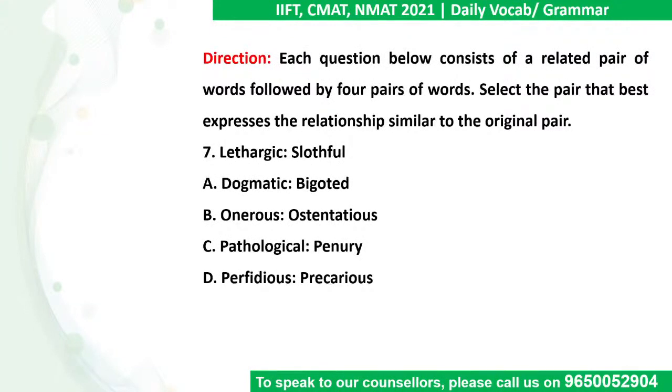So you have to select the pair that expresses a similar relationship. Lethargic is to slothful. A. Dogmatic is to bigoted. B. Onerous is to ostentatious. C. Pathological is to penury. And D. Perfidious is to precarious.